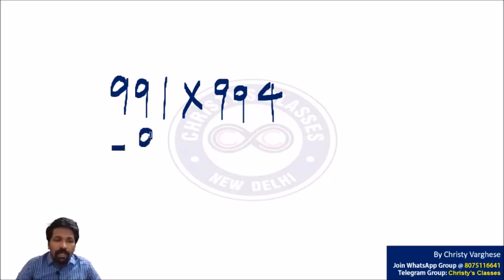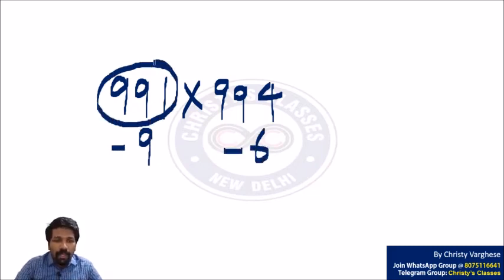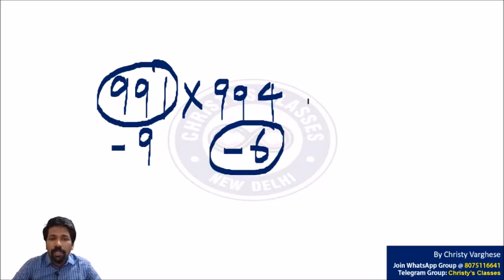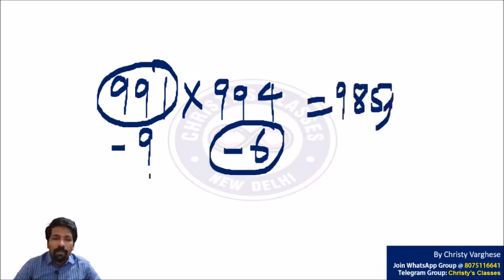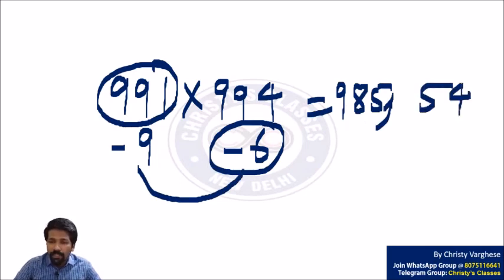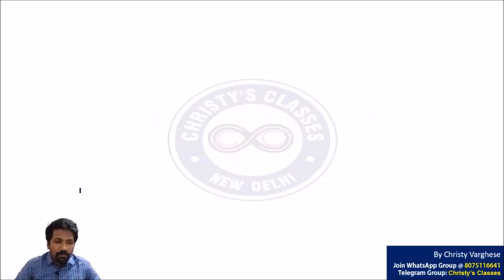991 is minus 9 away from 1000. 994 is minus 6 away from 1000. 991 plus minus 6 is 985, comma. Minus 9 into minus 6 is plus 54, but one change is there. You have to put 054 because it is near to 1000. Near to 1000 means near to 10 raised to 3, so you have to put one more 0. So 985054 will be the answer.